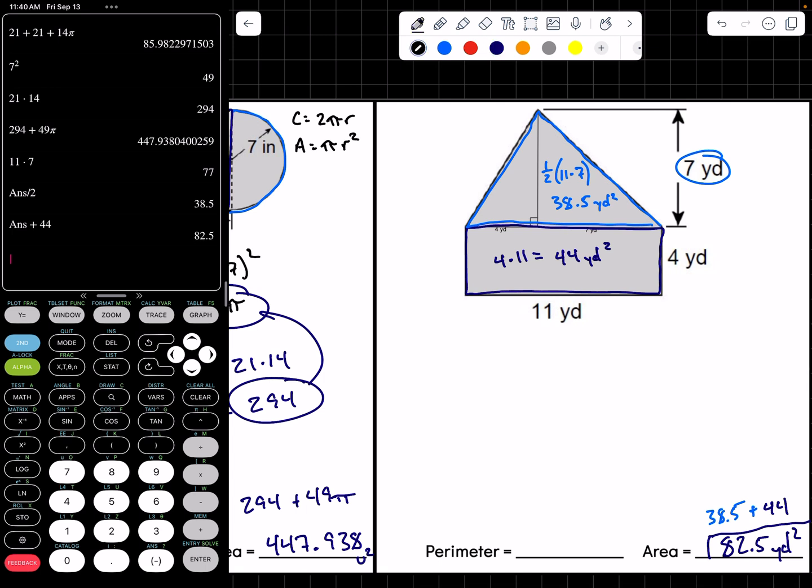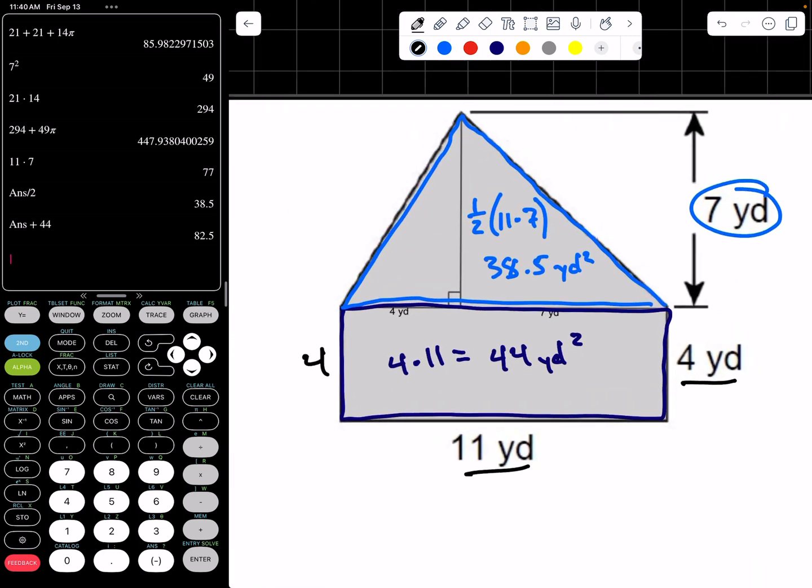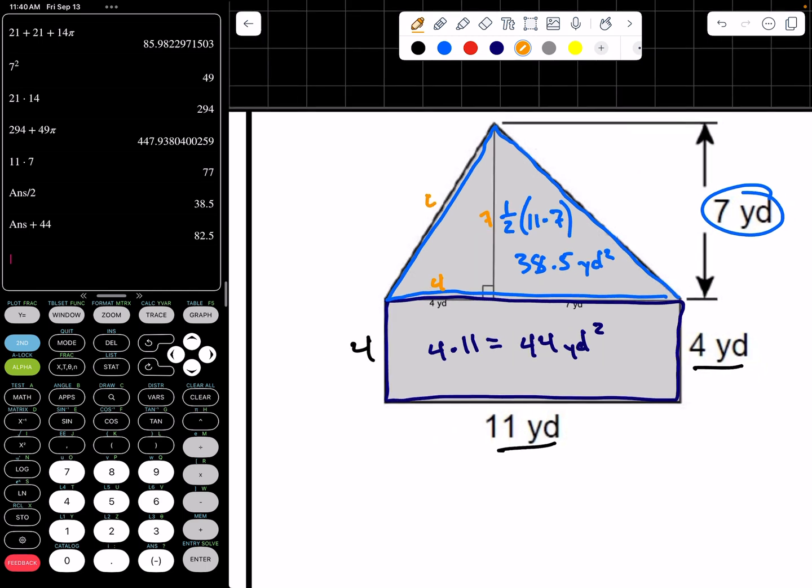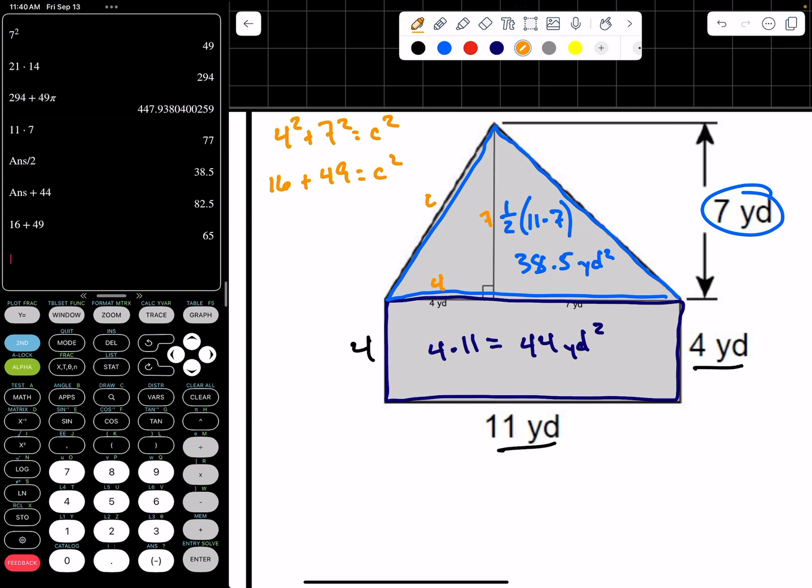I've already got 4, I've got 11, I've got another 4 right here. I've got to do some Pythagorean theorem. So let's go ahead and take a look. I know that this is going to be 7. So I've got 4, 7. So this C is going to be 4 squared plus 7 squared equals C squared. 4 squared is 16. 7 squared is 49 equals C squared. 16 plus 49 equals 65. Square root that. So we've got root 65. I'm going to leave that there.